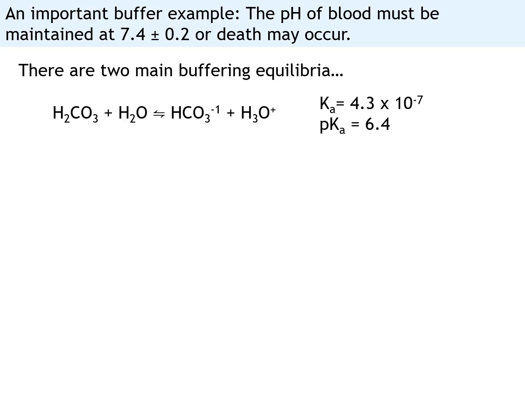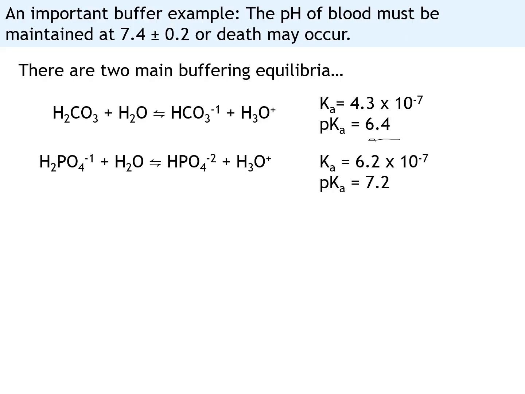There are two main buffering equilibria. We have the carbonic acid hydrogen carbonate buffer, or equilibrium. And so we can see that that's going to buffer around a pH of 6.4. So we're still way too low. And that buffering system comes from the dissolution of carbon dioxide into your bloodstream.